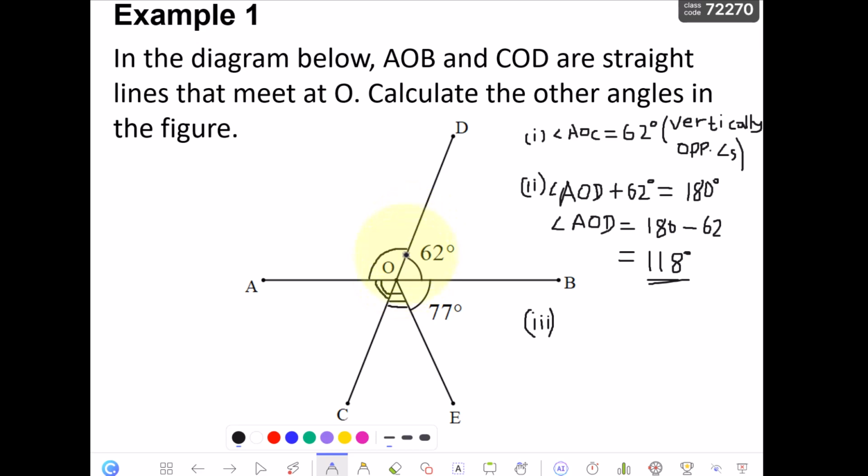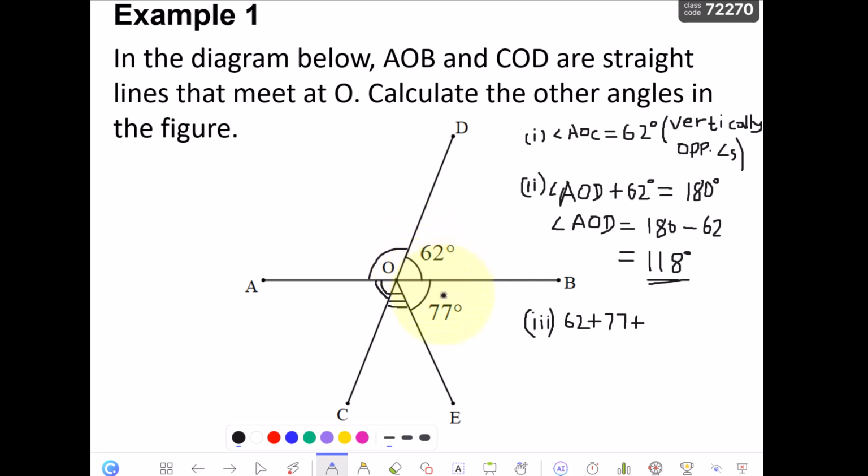Or I can use angles on a straight line. Since I know 62 and I know 77, I can add this one to it, equal to 180. Any one I choose is what I will use. But let me use angle at a point to solve it, since I already know these two, AOD and AOC. So if I use angle at a point, let me start with 62 plus 77. I'm adding all the angles around, and it will be equal to 360 degrees.